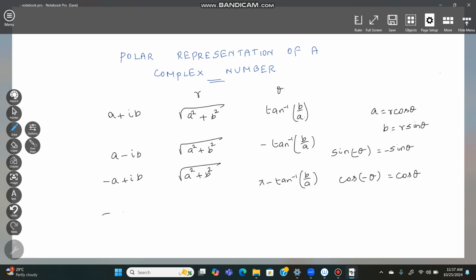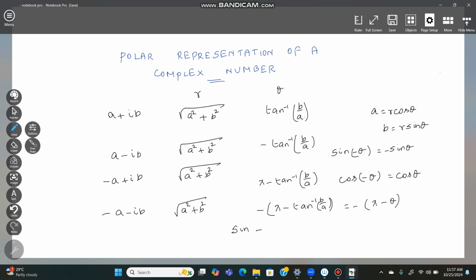And coming to the last case of minus A minus iB, that is both of them are negative, the real part and the imaginary part are negative, and the modulus is not going to change, the same. Whereas for the theta, we are supposed to take it as minus of pi minus tan inverse of B by A, or in short, minus of pi minus theta. Okay, now I'm going to explain how this helps in getting a negative sign for both.